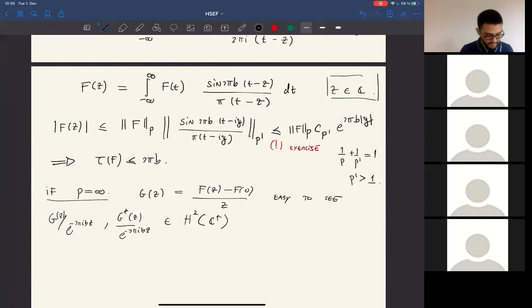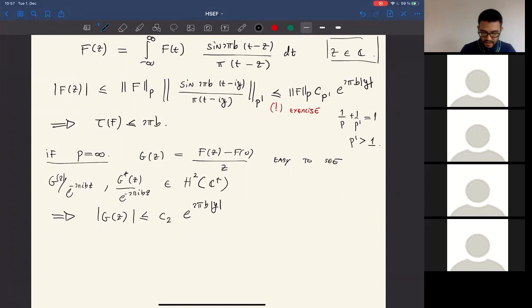But then, by the calculation we just did, g(z) in modulus would be less than or equal to some constant, say C2, times e^(2πB|z|), by what you just did. But that easily implies that f has the same thing. This would imply that |f(z)| is less than or equal to |f(0)| plus C2 |z| e^(2πB|z|). You're just applying the triangle inequality, for instance. So then f is of exponential type. So the type of f, let's see.